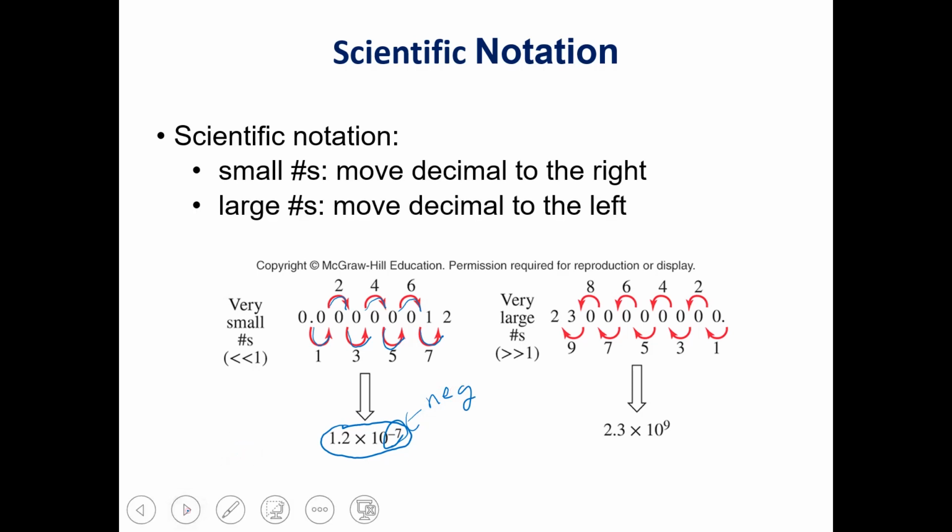If we have a very large number, we move our decimal to the left. So in this case, we go 1, 2, 3, 4, 5, 6, 7, 8, 9 places until we only have one non-zero number before the decimal. And since we went 9 places, and this was a large number, we moved our decimal to the left, the exponent is positive.